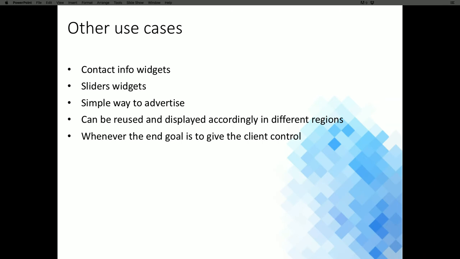And then other use cases that I think could work, like I mentioned, contact info, sliders, widgets, a simple way to display advertisements. You can also reuse these paragraphs in different regions, which is something I thought was cool, because you can have the same paragraph type displayed differently in the sidebar than it does in the footer. I think that adds consistency for your site editor, they already know how to use the paragraph type, the basic call to action, but having it display and act differently according to what region it is adds to the consistency of the site editing experience.